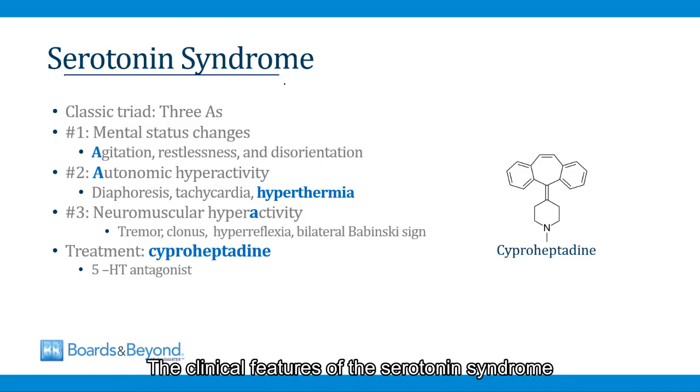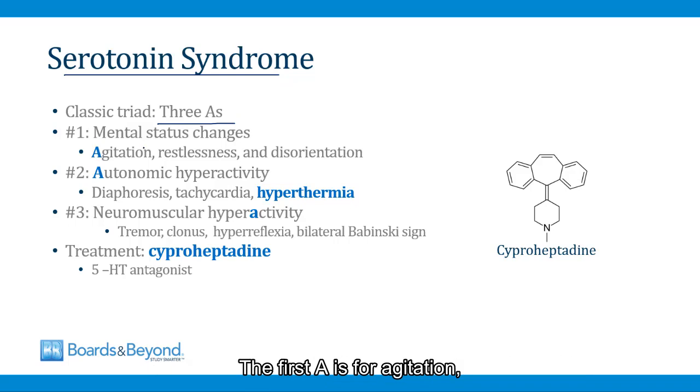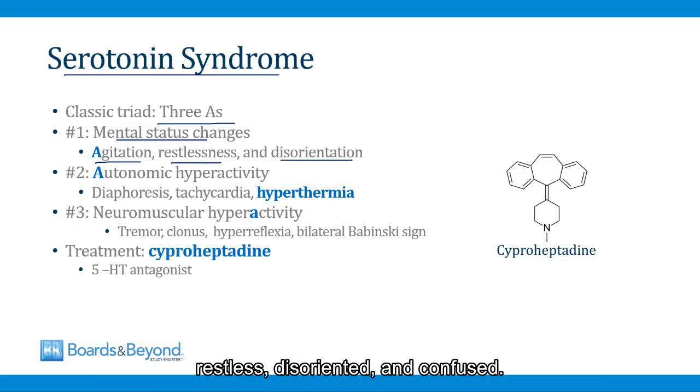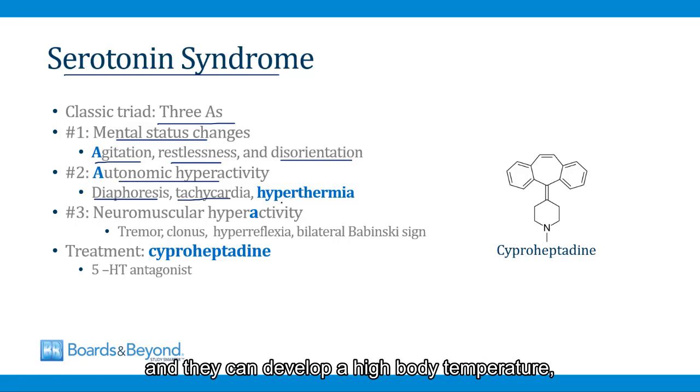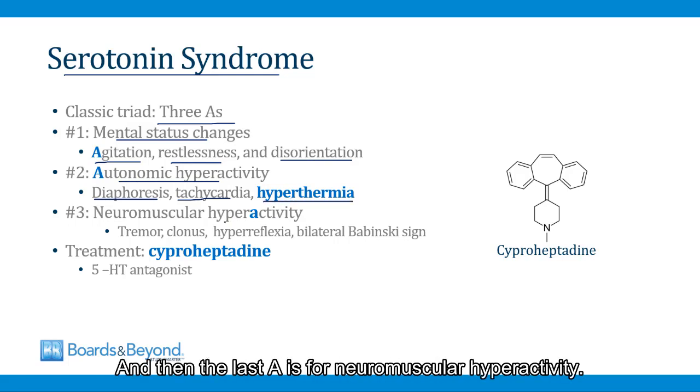The clinical features of the serotonin syndrome are often remembered by the mnemonic the 3 A's. The first A is for agitation, which refers to mental status changes. Patients with the serotonin syndrome can become agitated, restless, disoriented, and confused. The second A is for autonomic hyperactivity. These patients develop sweating, which is diaphoresis, their heart races, and they can develop a high body temperature, which is hyperthermia. And then the last A is for neuromuscular hyperactivity.